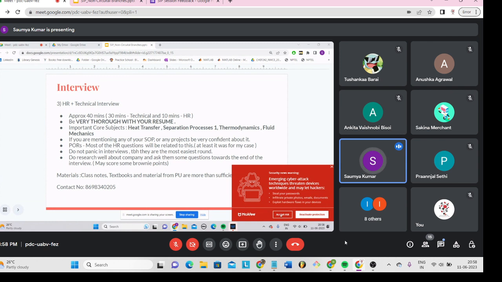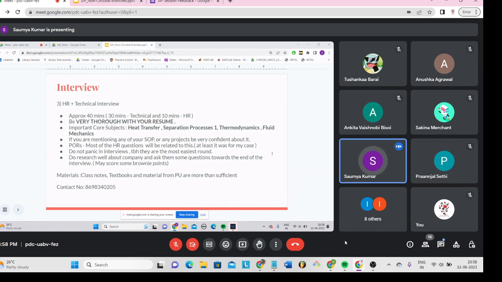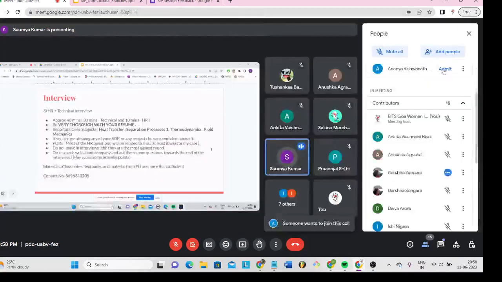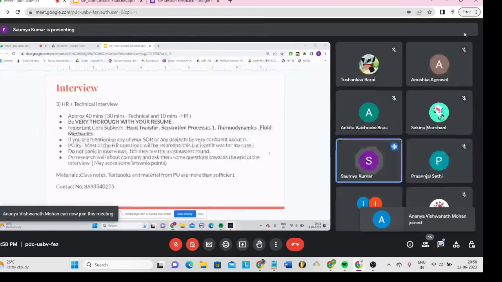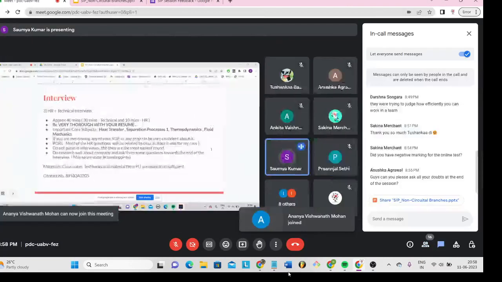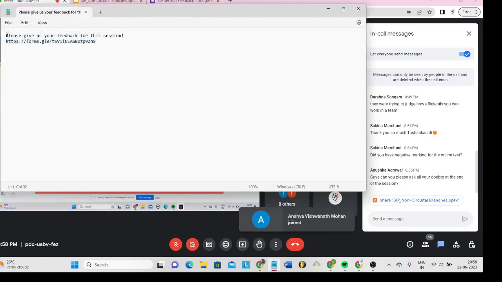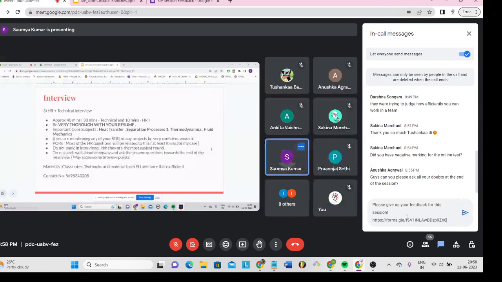So yeah. After that, important core subjects are heat transfer, separation process one, thermodynamics, and fluid mechanics. I'm telling this for chemical. I'm not sure about mechanical, but for chemical, these four are the main important subjects. Also, I don't know if they ask or not, but they did not ask me. But I have heard that they might ask you what is your favorite subject. So prefer telling any of your favorite subjects from these four only. Do not tell them material science or anything, because they are not subjects to focus upon. So yeah, do not tell those subjects.